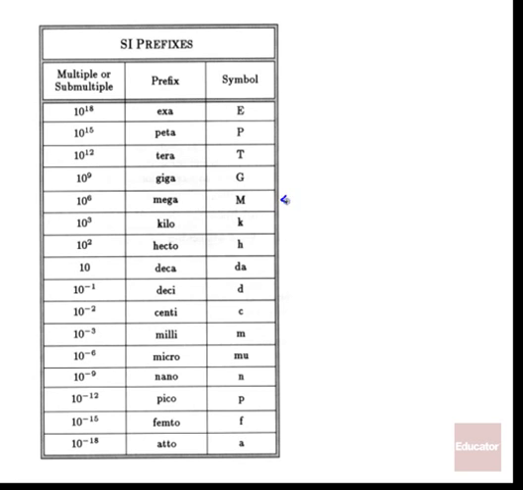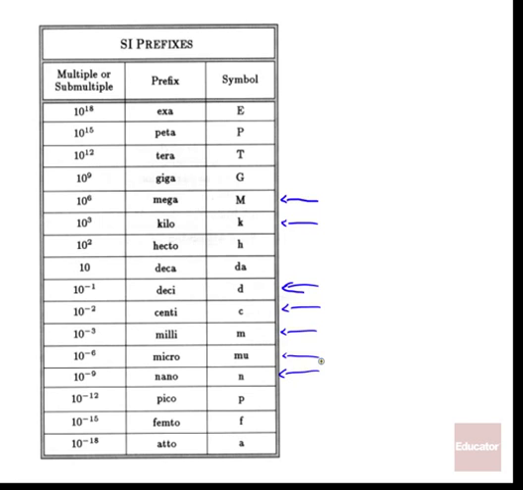Okay, so mega is 10 to the 6. Kilo is 10 to the 3rd. Deci is 10 to the -1. Centi is 10 to the -2. Milli means 10 to the -3. Micro is 10 to the -6, and nano is 10 to the -9. So once again, please ask your instructor if you have to memorize any of these, if at all, or if they're going to be given to you.